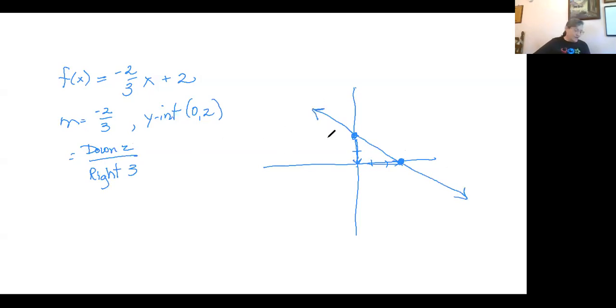Always double check and make sure that the direction of your line matches the sign on your slope, and the steepness matches the number. Since 2/3 is smaller than 1, it's going to be less than a 45-degree angle.